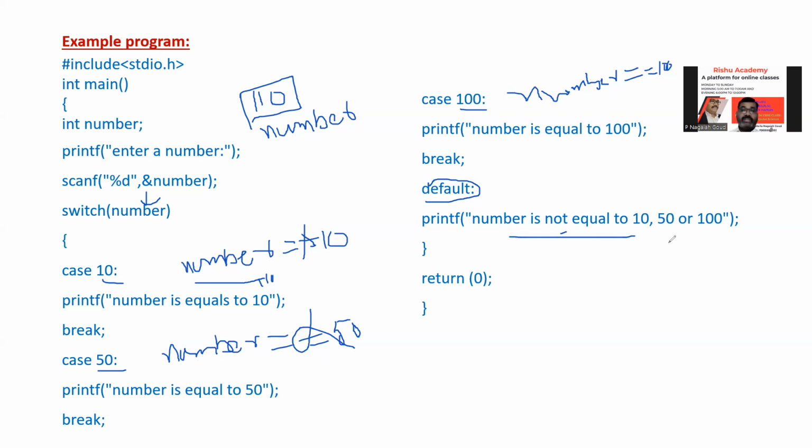Right? When the match is found, the corresponding statement block will be executed. Then the control moves out of the switch statement. So the switch statement allows the programmer to perform different operations for different values of the switch variable. This is about conditional branching statements in C language. Is it clear to each and everyone?